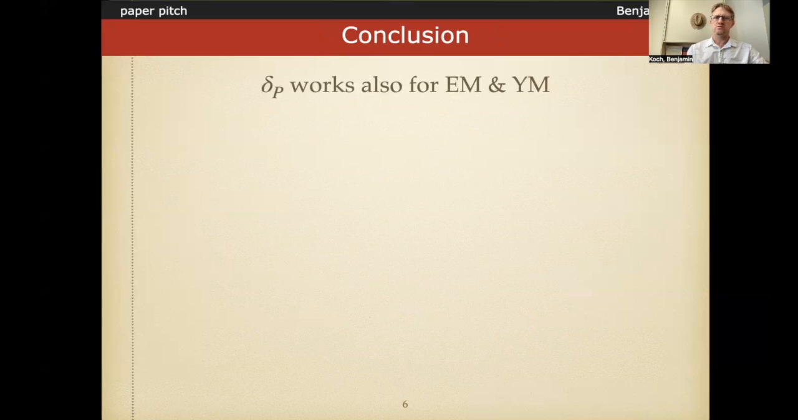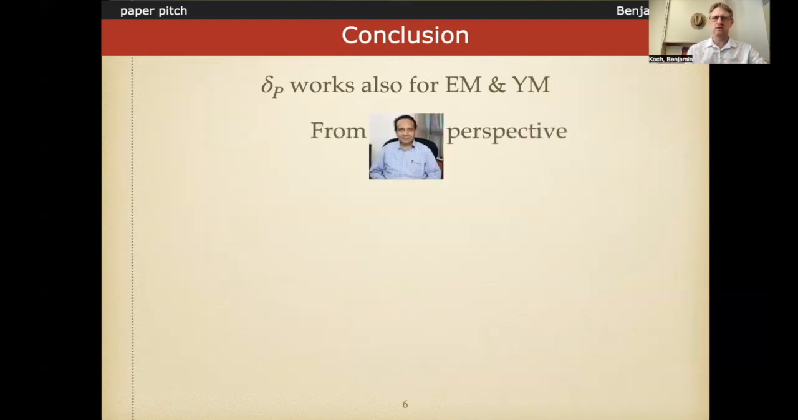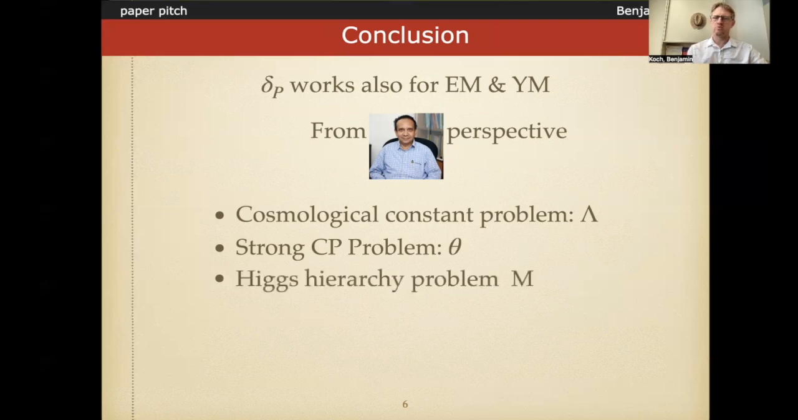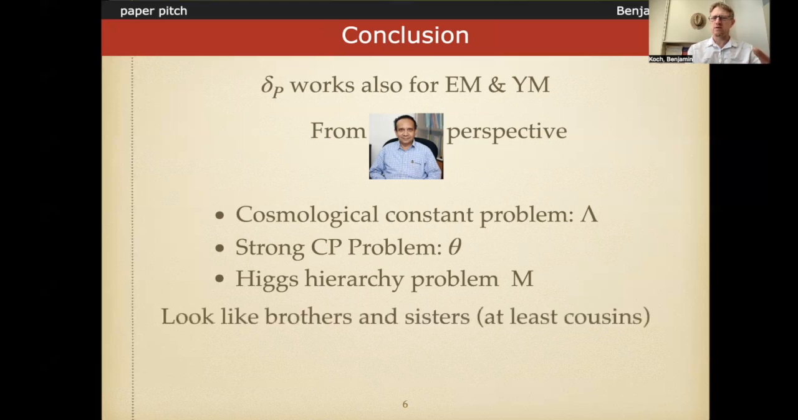First of all, the take-home message is that one can apply this variational principle of Padmanabhan also to the much simpler theories of electromagnetism and Yang-Mills theories. And the second point is that from the perspective of this Padmanabhan principle, the 3 known problems look like brothers and sisters, or at least cousins, because they appear in the same way in this procedure: the cosmological constant problem, which comes with the value of lambda, that's the paper of Padmanabhan; the strong CP problem, which comes with a coupling called theta; and the Higgs hierarchy problem, which comes with the value of the gauge boson mass, m.